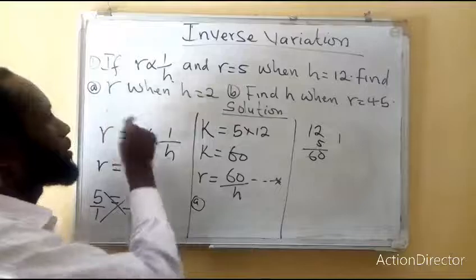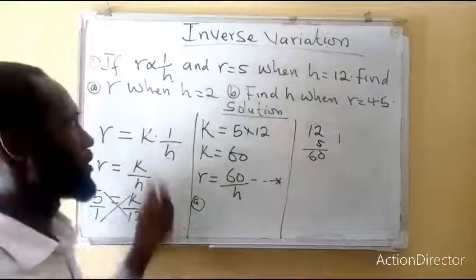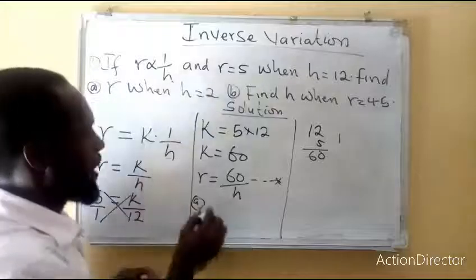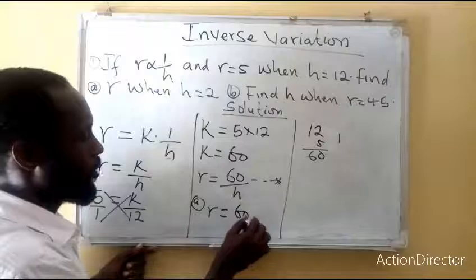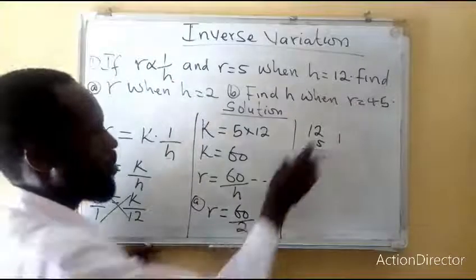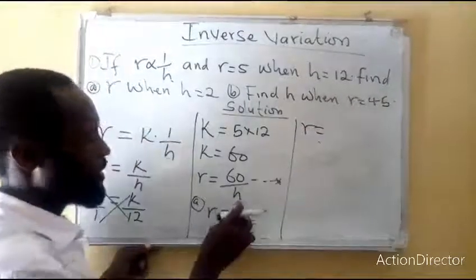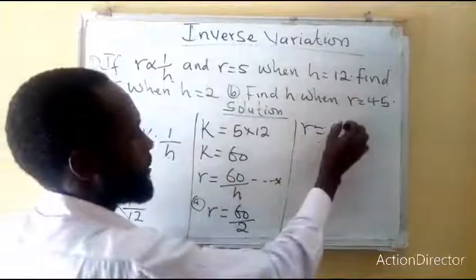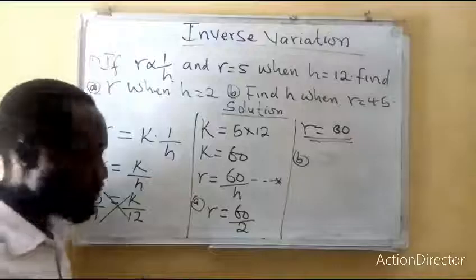The next thing, we are going to find R using this equation. So our R is unknown, and we are going to find R using H as 2. R equals 60 over H. What is H? H is now 2, so over 2. So R equals 60 divided by 2, which gives us 30. So that is the value of R. So we move to B.